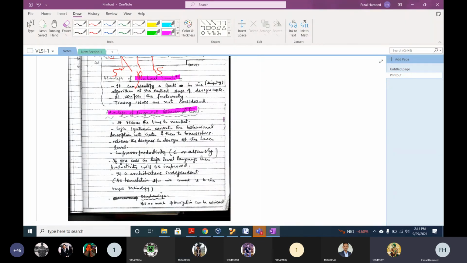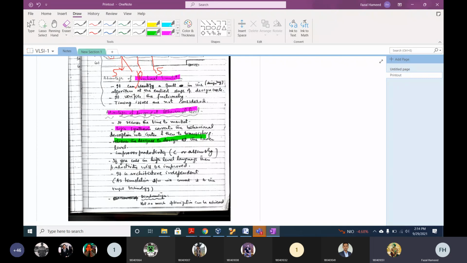Which tool is transforming your design at the behavioral level into transistor and gate level? Logic synthesizer. So logic synthesis converts the behavioral description into gates and then into transistors, and it relieves the designer from designing at the lower level, and it improves productivity because you are designing much faster.